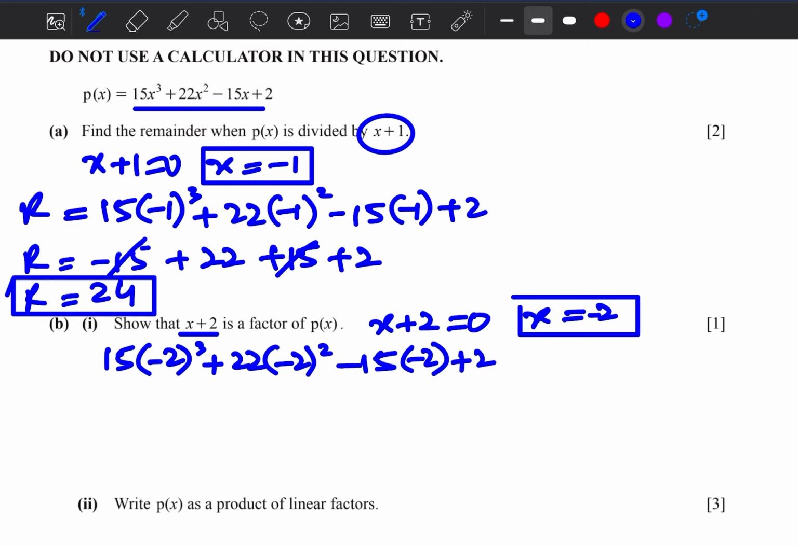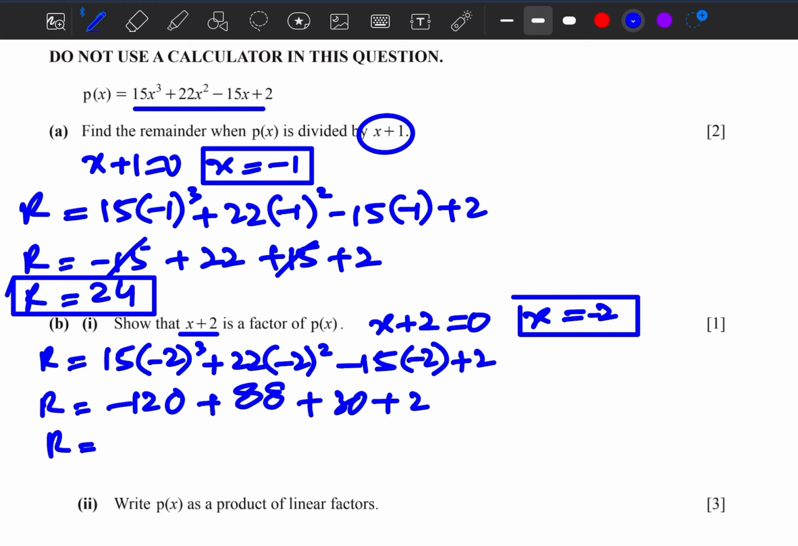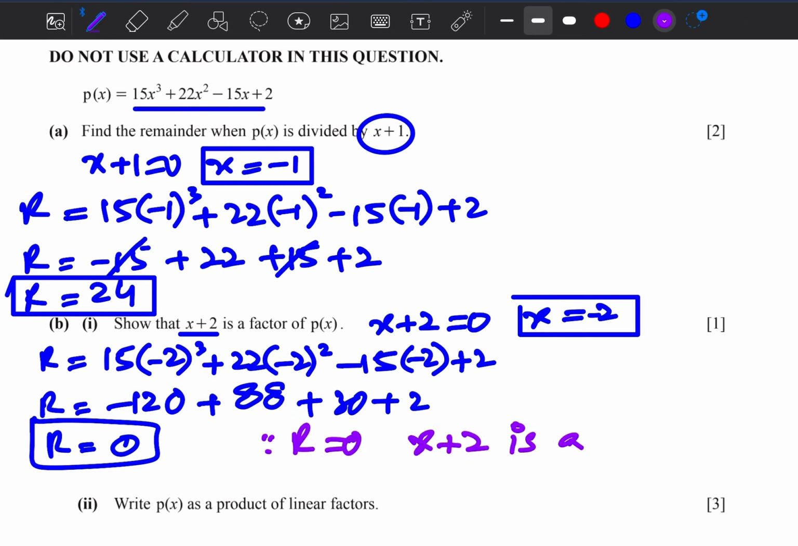Minus 2 cubed is minus 8. Minus 8 into 15 is minus 120. Minus 2 squared is 4. 4 multiplied by 22 is going to be 88. Minus 2 into minus 15 is going to be plus 30. Plus 2. This will result in a remainder. So minus 120 plus 88 plus 30 plus 2 is going to be 0. Since the remainder is 0, x plus 2 is a factor.